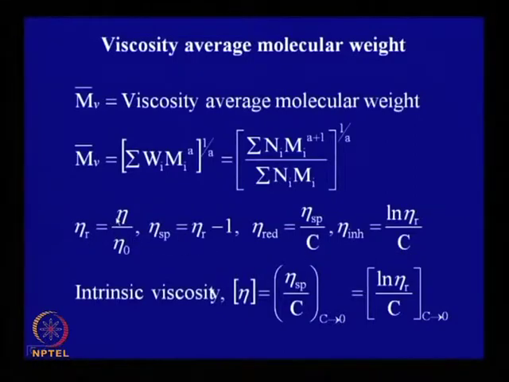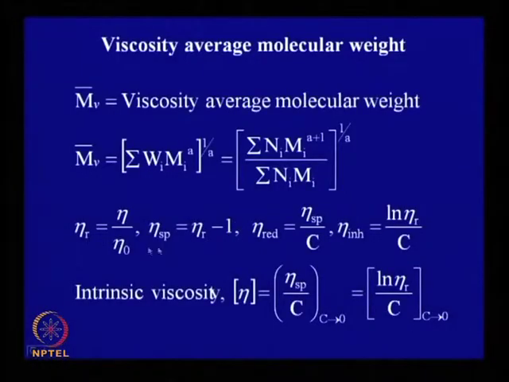So, if you get the flow times for the solution as well as for the solvent, this relative flow time will help you to get different viscosity terms: specific viscosity, reduced viscosity, inherent viscosity. Inherent viscosity can give some idea about the molecular weight of a polymer, not the exact value, but it can help you to know about the molecular size, an approximate idea.